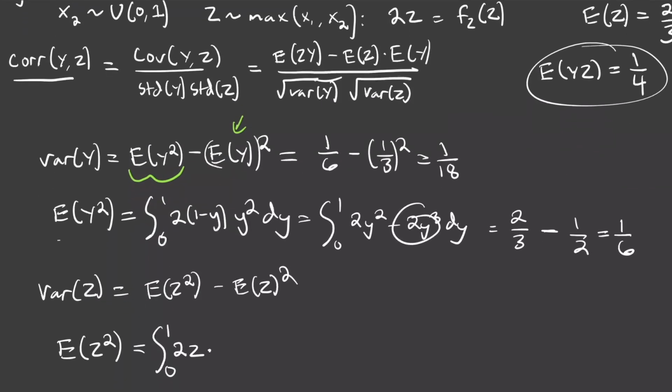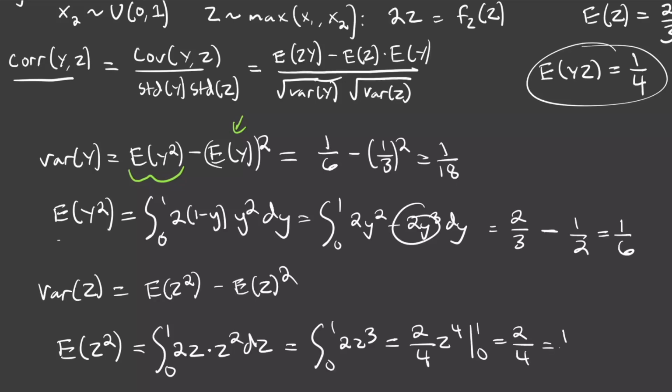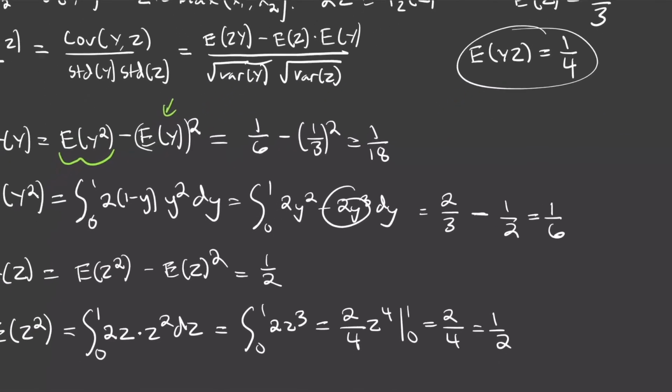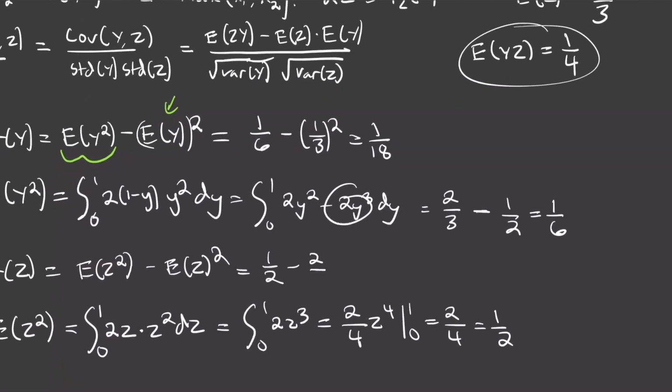So 2z times z squared dz, that's equal to the integral from 0 to 1 of 2z cubed. When I integrate that, I just get 2 on 4 times z to the power of 4. Plug in 1, I get basically 2/4, so that's going to be 1/2. So we have 1/2 here. This is going to be equal to 1/2, and then minus the expected value of z all squared, which was going to be 2/3. So minus 2/3 squared is going to be 4/9. And when I subtract 4/9 from 1/2, I get 1/18. So the variance for both will be 1/18.